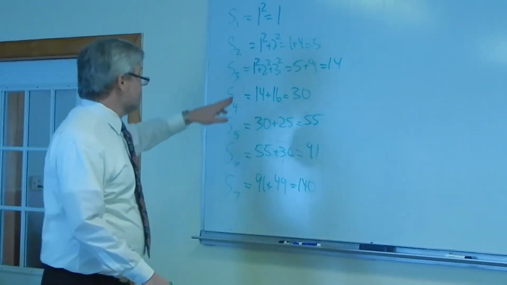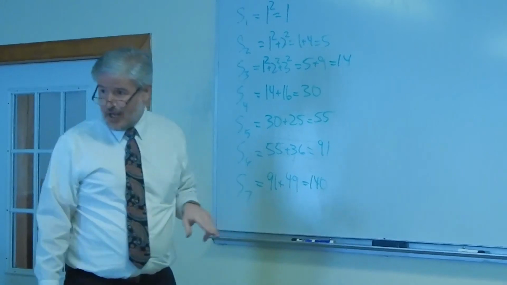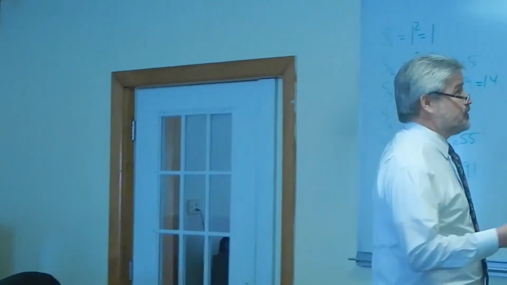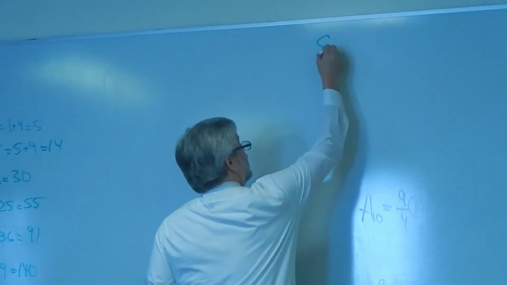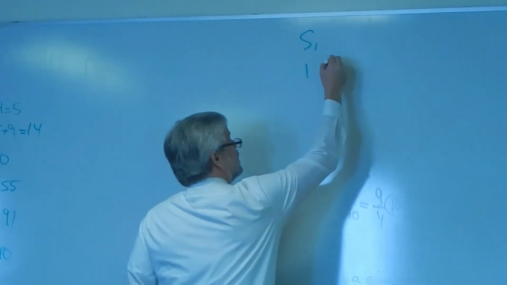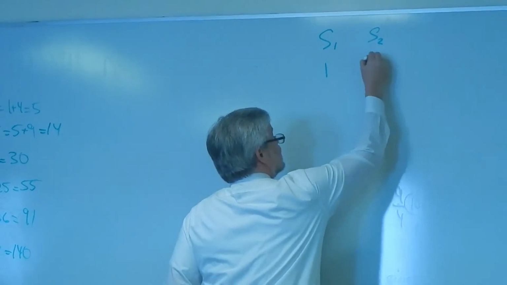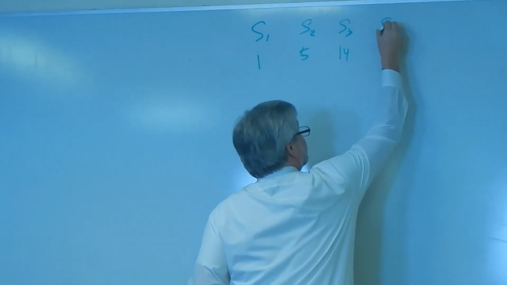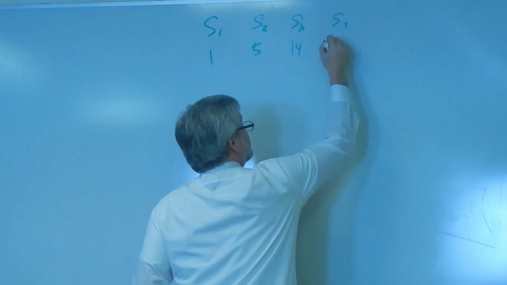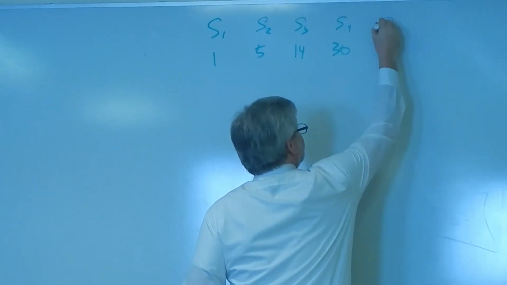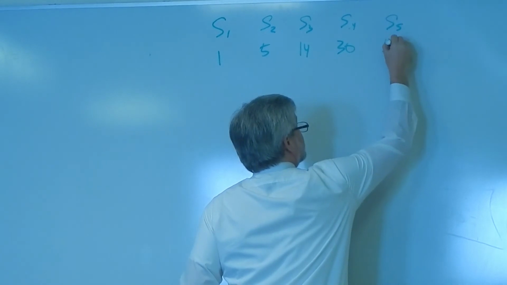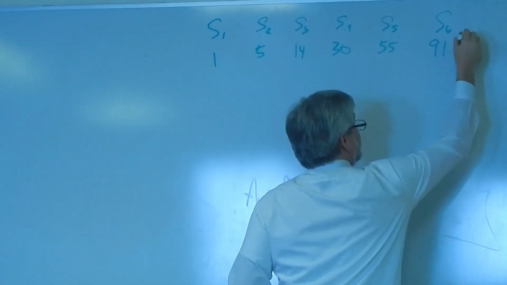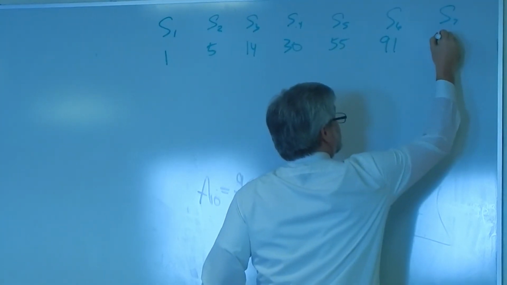So what we have here is a series of numbers, looking at your partial sums. Over here we'll draw out that series. S1 was what, class? 1. S2? 5. S3? 14. S4? 30. S5? 55. S6? 91. And S7? 140.